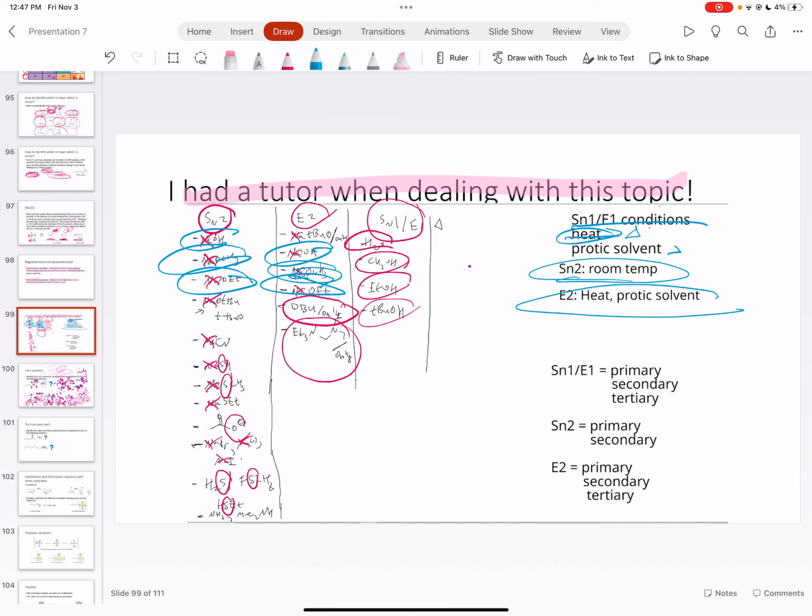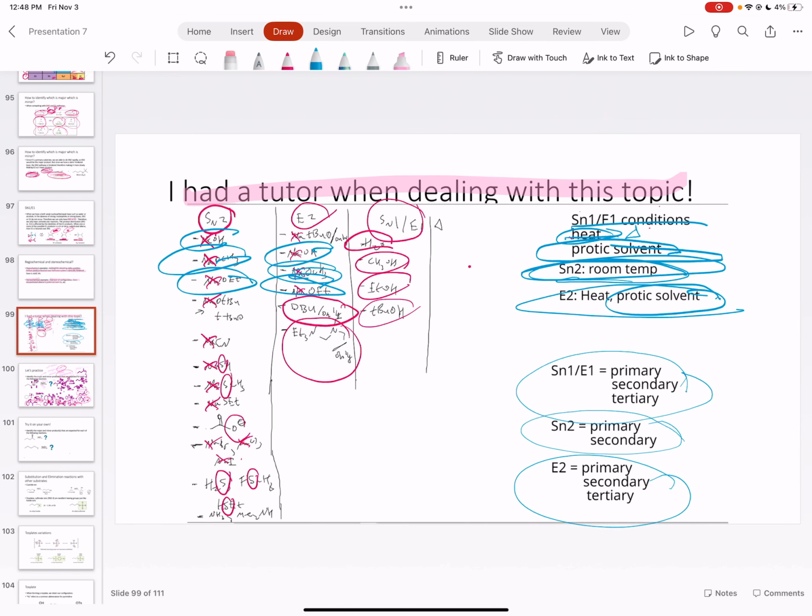And we're going to learn in a little bit that SN1 and E1 like protic solvents, while E2 also likes protic solvents, and the exception is SN2, which only likes aprotic solvents. And again, I wanted to give you a little summary: SN1 and E1, primary, secondary, tertiary. SN2, primary, secondary, no tertiary. And then E2, primary, secondary, and tertiary.